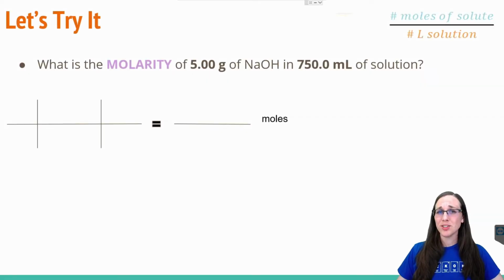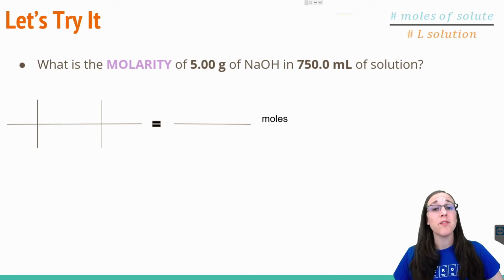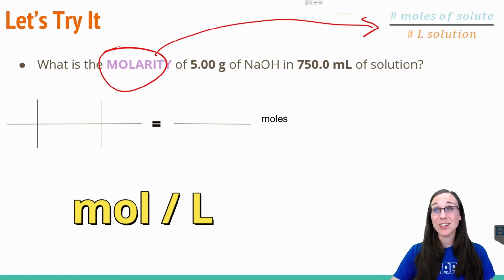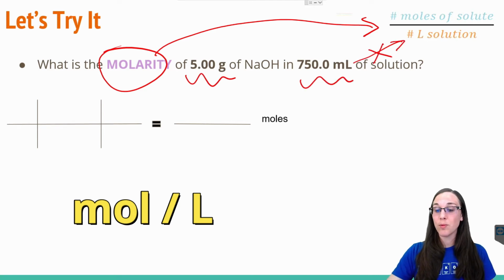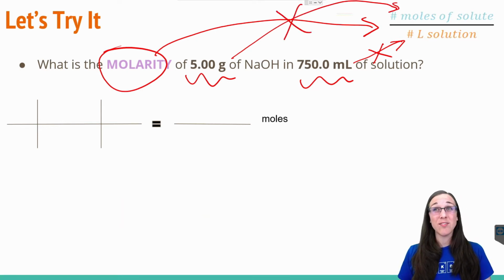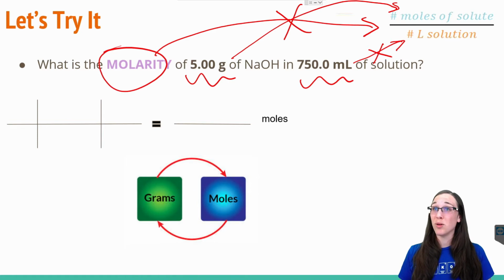So let's get back to solving that question. What is the molarity of 5 grams of sodium hydroxide in 750 milliliters of solution? If we think back to our molarity, we know that molarity is moles per liter. We have neither of those in the given values. Currently we have grams and we have milliliters. Neither of those units match what we need for moles per liter, i.e. molarity. So the first thing we have to do is convert our grams to moles using dimensional analysis or stoichiometry.